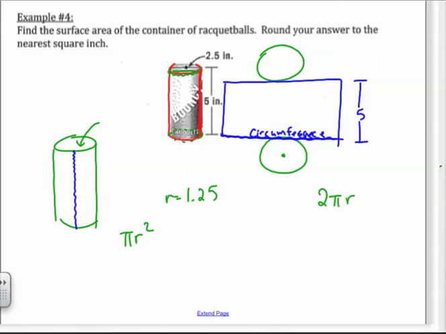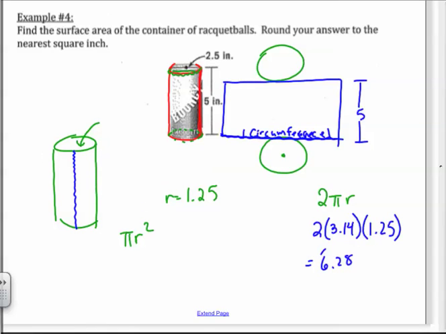Okay guys, now let's deal with the rectangle first. I know what the height is, and I know that the base is the circumference. So let me find that first. The circumference of the circle is equal to 2 times 3.14 times the radius, which Alberto said was 1.25, and that's right. So let's multiply these together: 6.28 times 1.25, and the circumference is equal to 7.85.